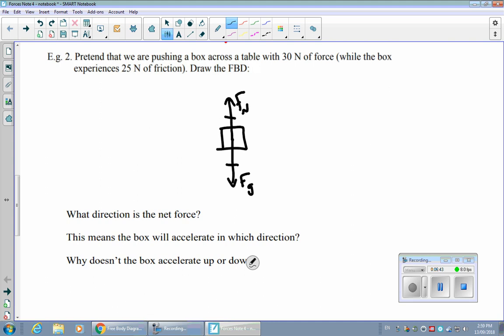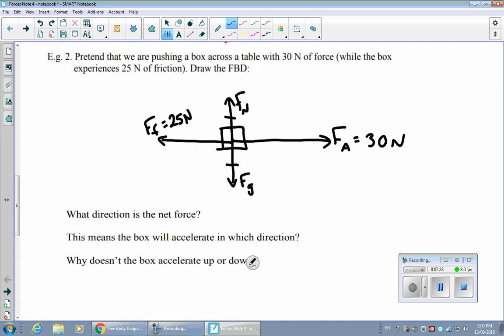So it's being pushed across the table with 30 newtons of force. So I'm going to call that FA. And it's 30 newtons in this case specifically. It's feeling a lot of friction, but it won't quite be as much as the applied force. So I'll draw a vector that's not quite as long and call that friction and label that as well. It's 25 newtons. And so this is my overall picture of what's going on. I've now labeled all of the key forces involved.